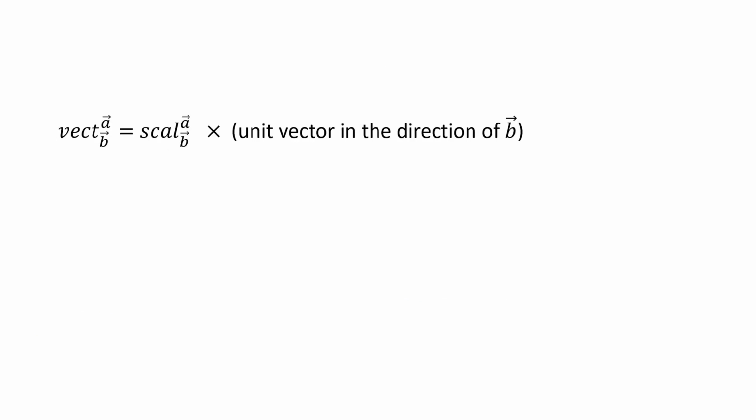Now you might think to yourself, how did we get those unit vectors in previous lessons? What we did is we determined the magnitude of B. So let's say B had a magnitude of 5.